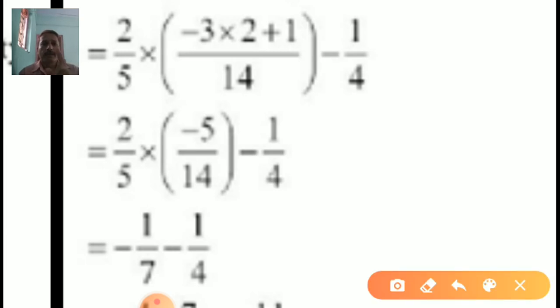Now look at here. The first question steps we can do here directly. This 5 cut, this 5 cut. 5 ones are 5, 5 ones are 5. Okay, now on the numerator side, 2, and on the denominator side 14. So cut it. 2 ones are 2 and 7 twos are 14.